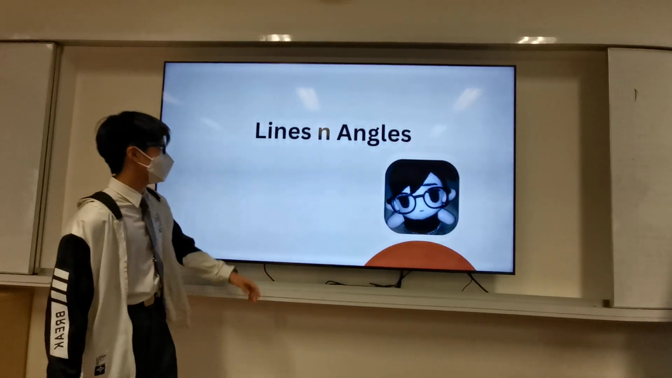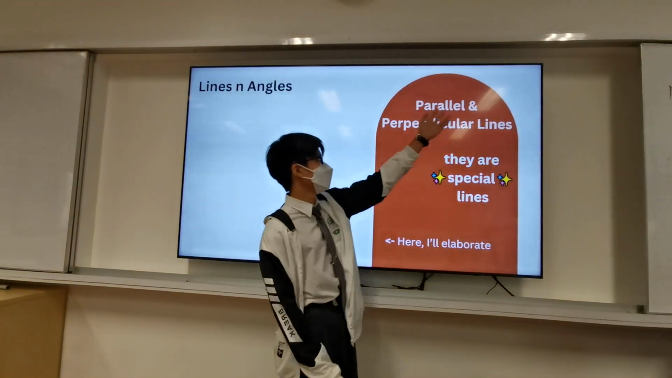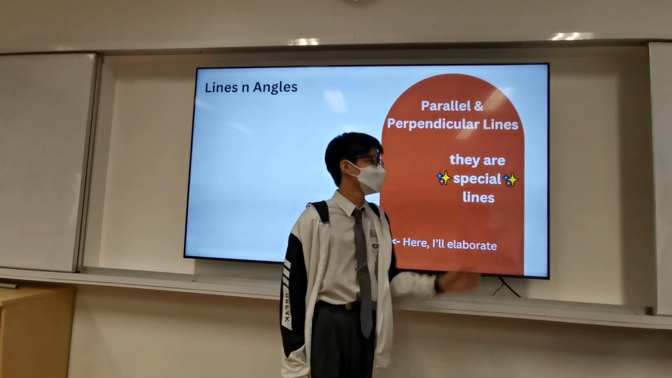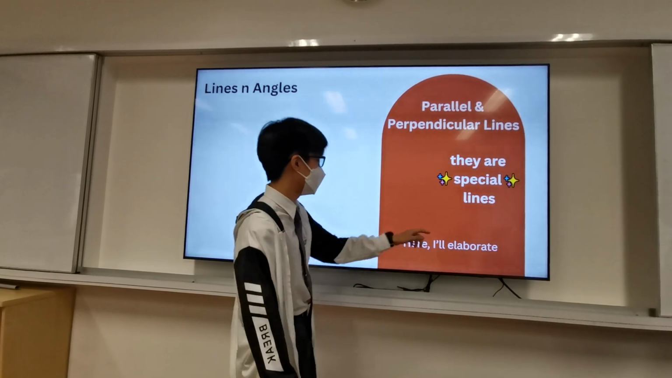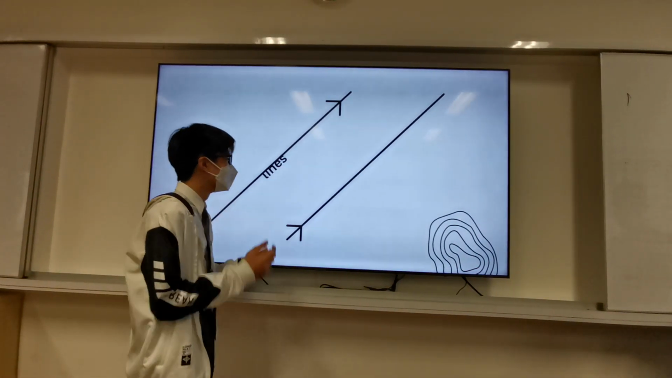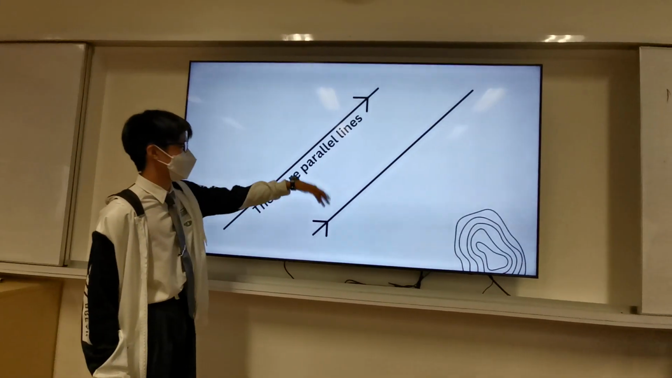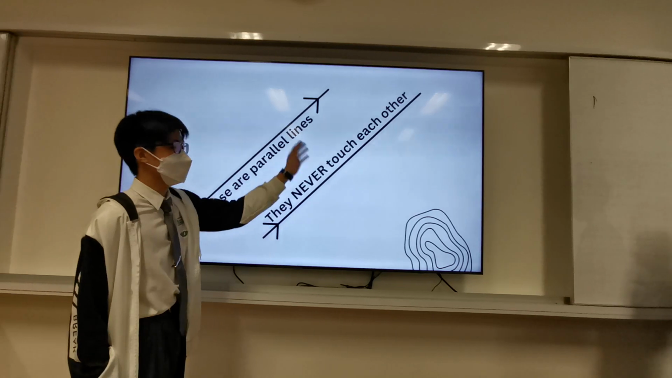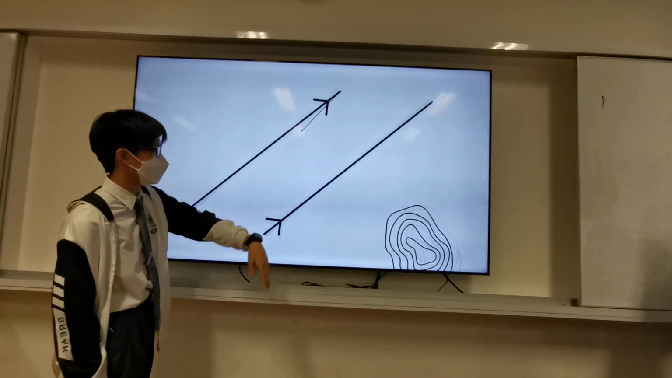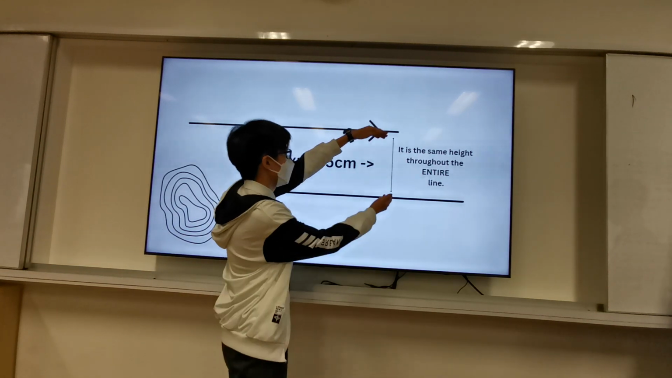I will be talking about lines and angles. We're going to talk about parallel and perpendicular lines. Okay, these are parallel lines. They never touch each other. They're the same height from here to here.